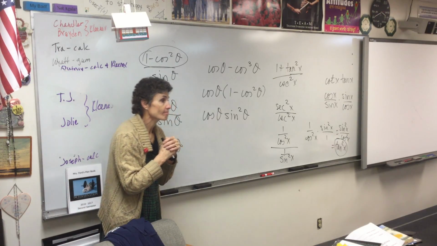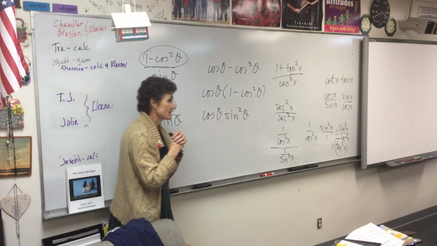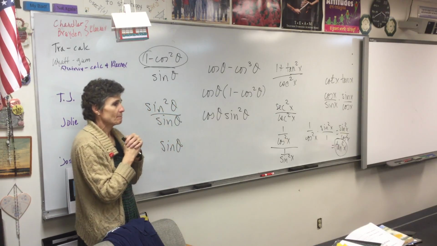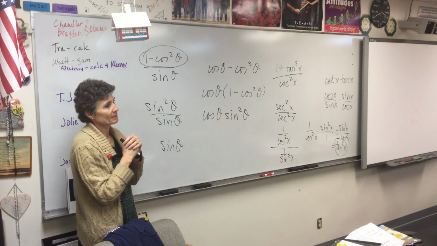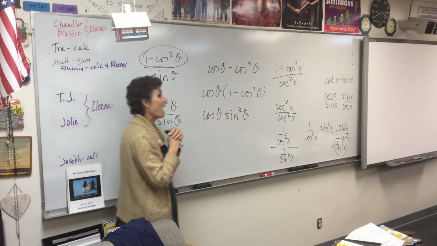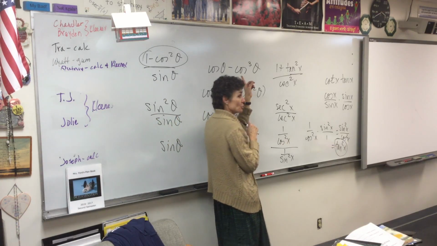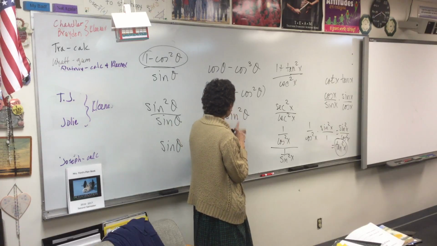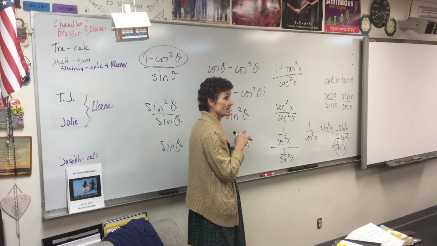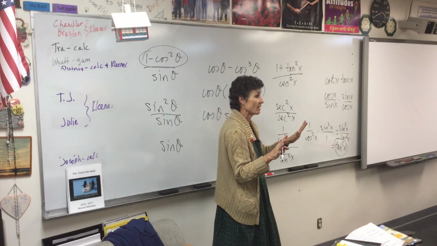So what do we use this for? Oh, in the big scheme of life, there probably aren't a whole lot of applications of trigonometric proofs. However, these substitutions, like taking out a 1 minus cosine squared and replacing it with sine squared, are used all the time in calculus.